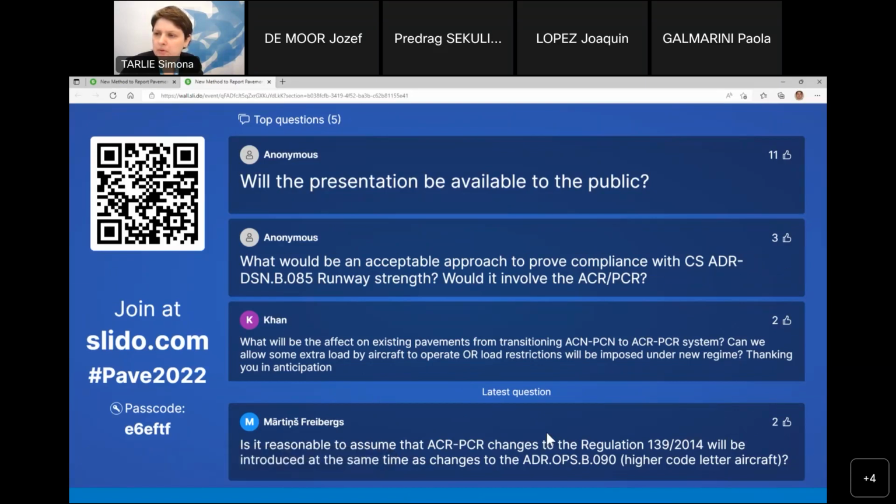And then there is another question on this topic. Is it reasonable to assume that ACR-PCR changes to Regulation 139 will be introduced at the same time as the changes to ADR-OPS B090? So this is our higher code letter operation requirement. Yes, indeed, this is correct, because it's the same package. The changes that were proposed to ADR-OPS B090, but also to this higher code letter operation, are from the same package, so they will be adopted together. Yes.